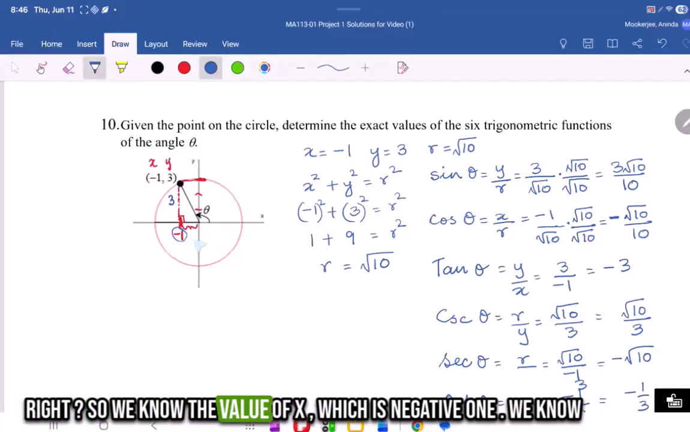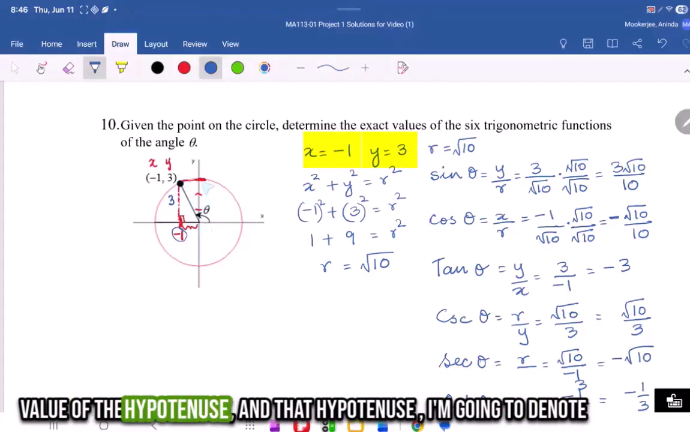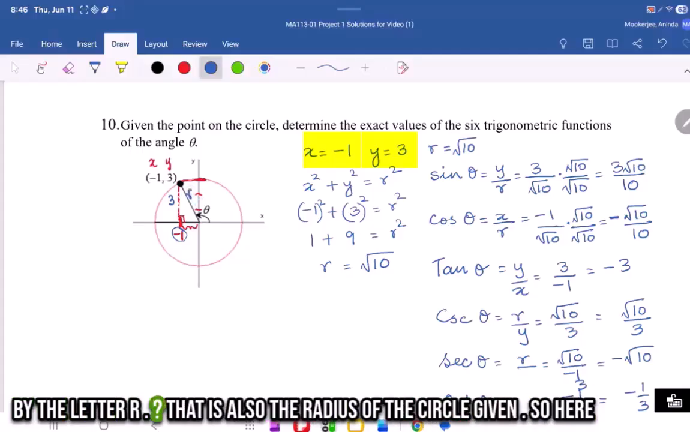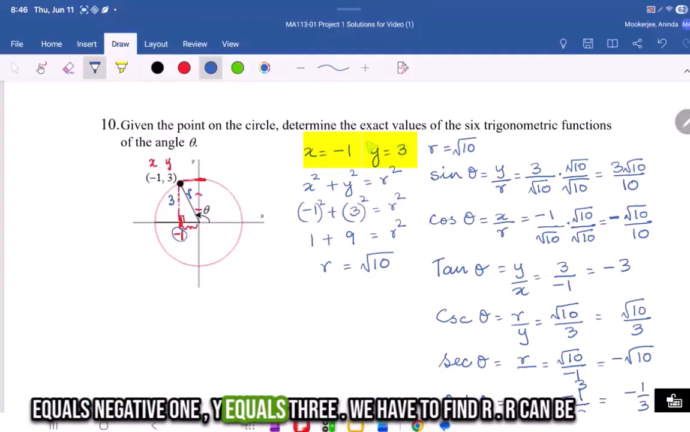So we know the value of x, which is -1. We know the value of y, which is 3. Our next task will be to find the value of the hypotenuse, and that hypotenuse I'm going to denote by the letter r. That is also the radius of the circle given. So here I have x equals -1. Always write out your data first. X equals -1, y equals 3, we have to find r.